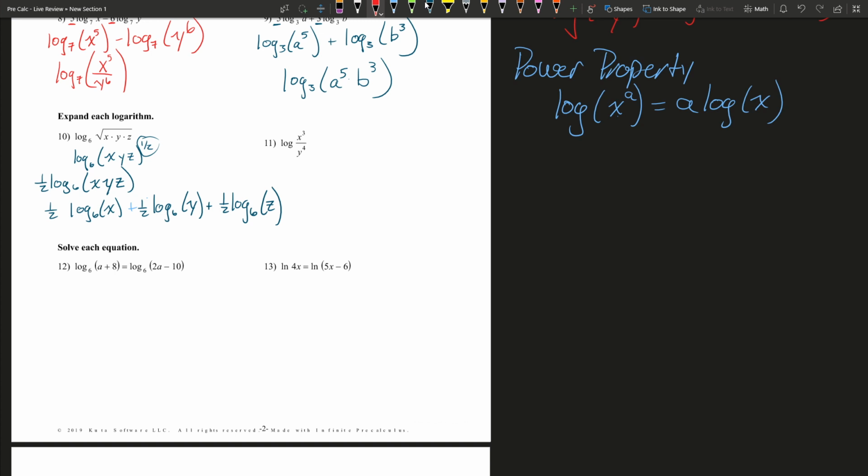But the square root of xyz is xyz to the 1/2, which is x to the 1/2, y to the 1/2, z to the 1/2. So is that really wrong? I'm not really exactly sure what you're asking. But that's how I would do it, just to make it simpler.